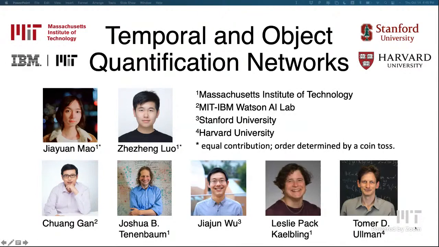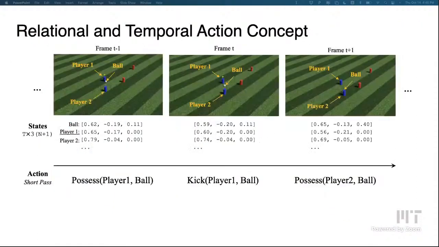I'm going to present our paper, Temporal and Object Quantification Networks. This is a collaboration with Jiayuan, Chuang, Josh, Zhezheng, Leslie, and Tomer.